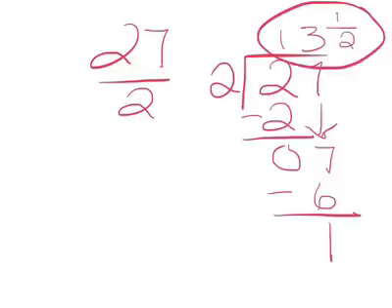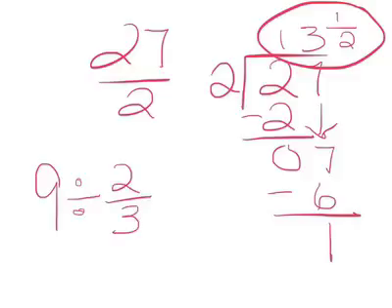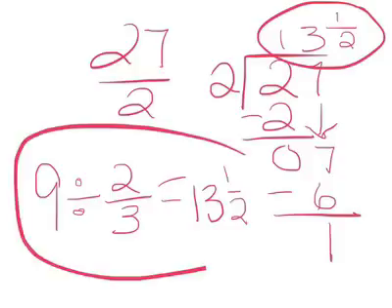So 9 divided by 2/3. That means how many groups of 2/3 are there in 9? There would be 13 and a half groups. And that does make sense. Okay? All right, let's go ahead and fill out your note sheets.